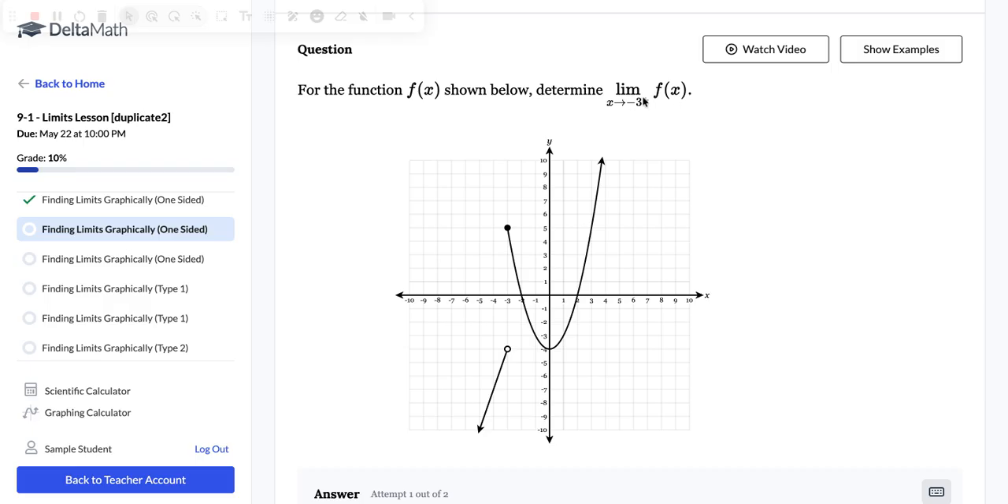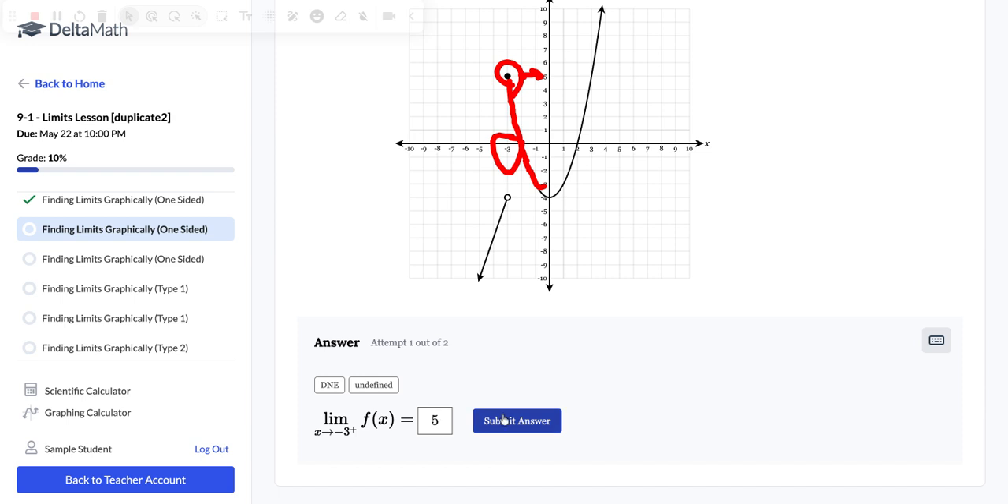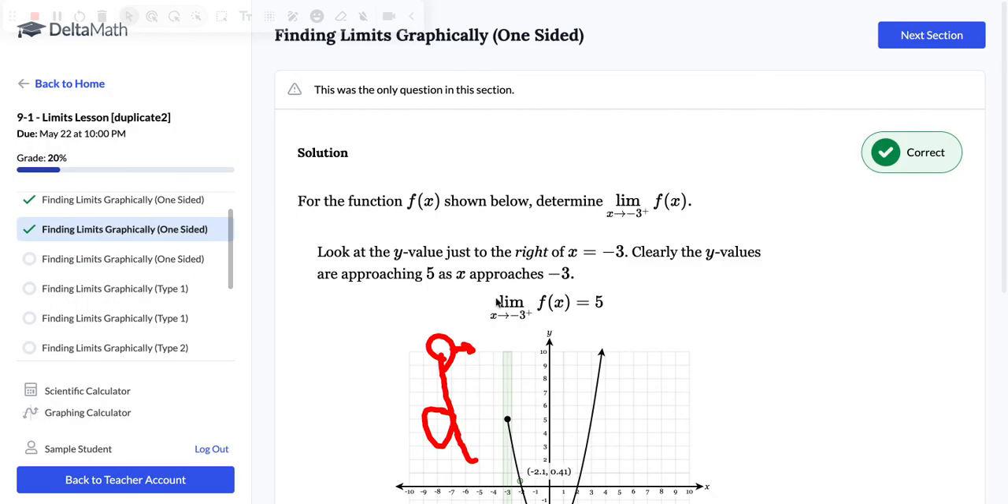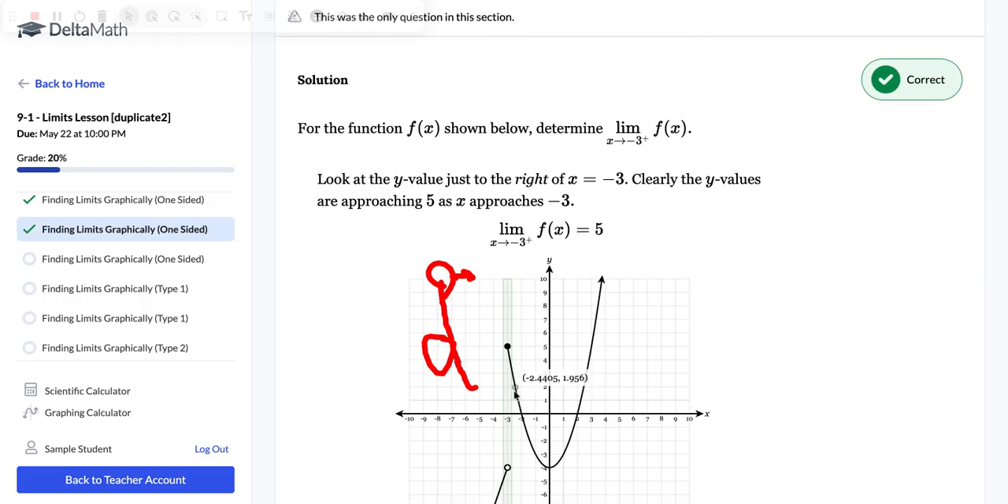What is the limit of f of x as x approaches -3 from the right-hand side? So let's approach -3 from the right. Okay, so we're on the function and -3 is right there. So as we approach it, this is where we're headed. We are headed toward a y value of 5. Okay, and there's a little animation that does what I just did.